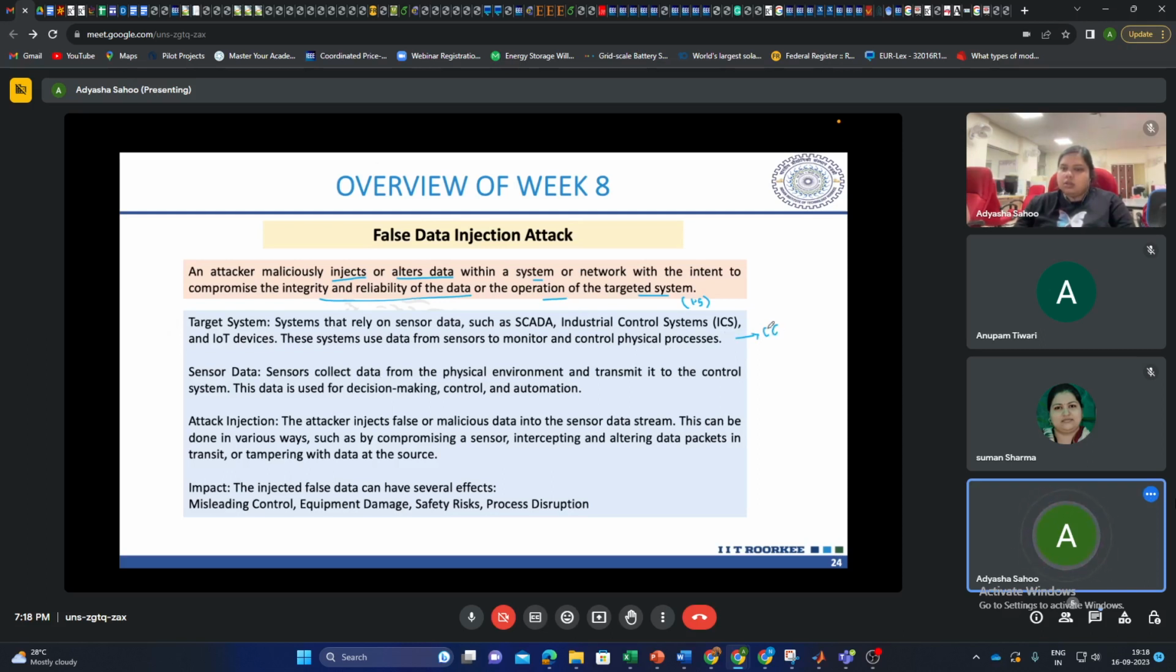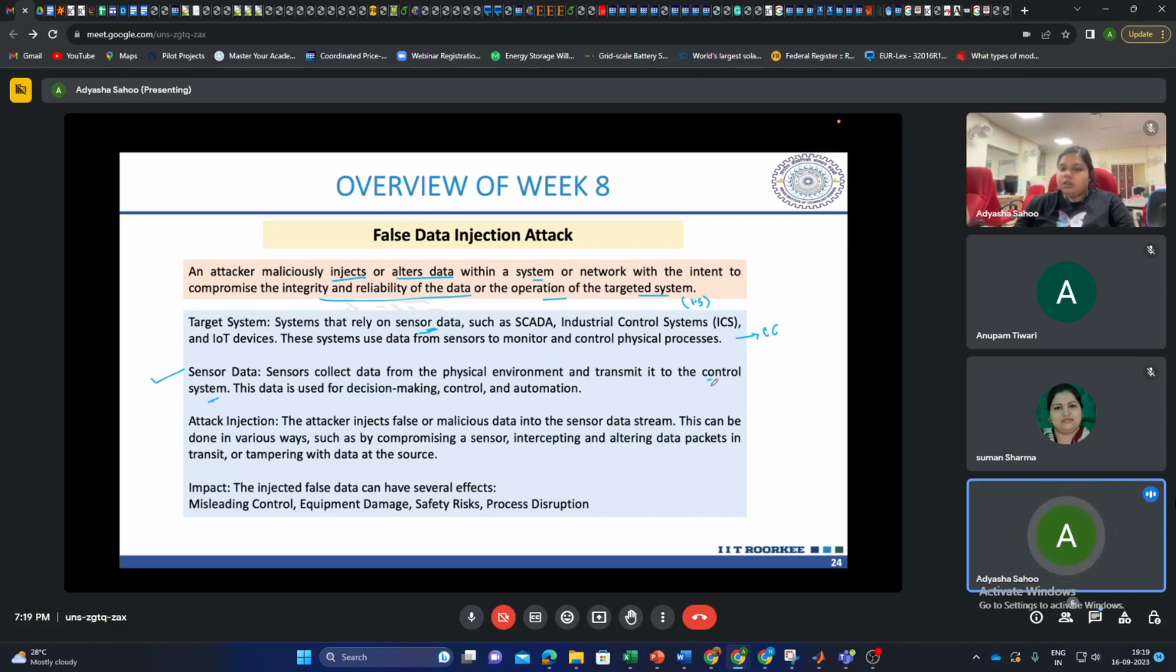So these control centers are relying on the data from the sensors, right? And if this data that we are getting from the sensor is manipulated, then the commands or the studies that will be taking place in the control center may be inaccurate. So what they will do is collect the sensor data and transmit it to the control center.